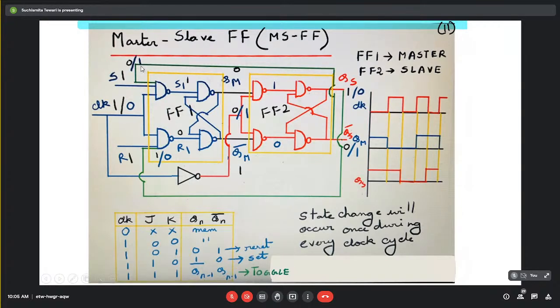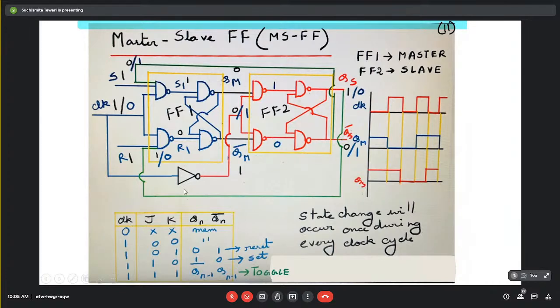So here this entire block now is called a JK flip-flop. That is, this flip-flop 1 plus this flip-flop 2. If we consider this as an entire block, we have got these two data inputs, this one clock input, and these two outputs. So this is entirely called a JK flip-flop.